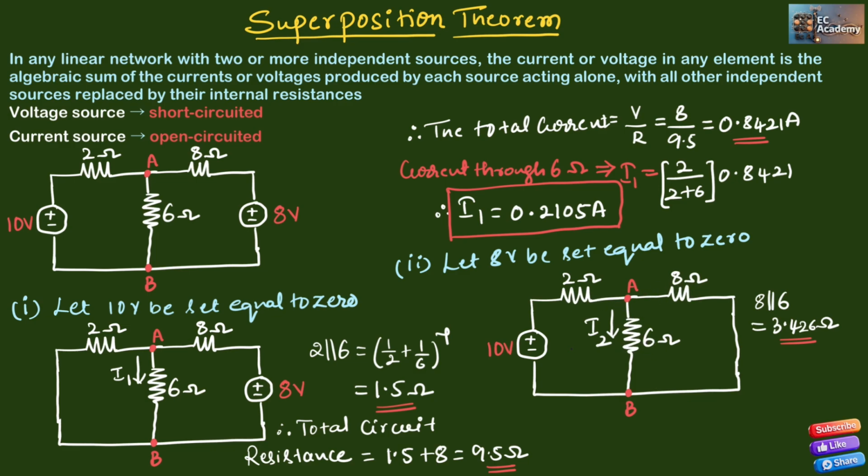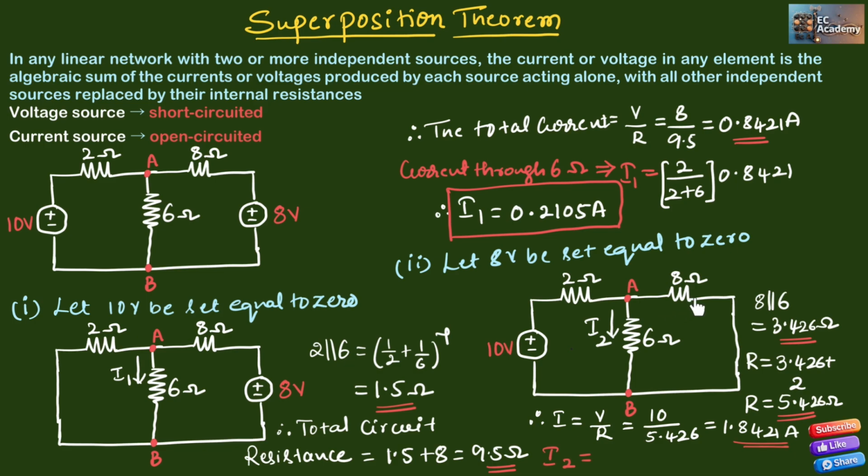Now this 3.4 ohm is in series with 2 ohm. Therefore, total circuit resistance will be 3.426 plus 2 ohm, which is equal to 5.426 ohm. Therefore, the total current through the circuit will be V by R. The source voltage is 10 volt divided by the total resistance 5.426 ohm. So this will be equal to 1.8421 amperes.